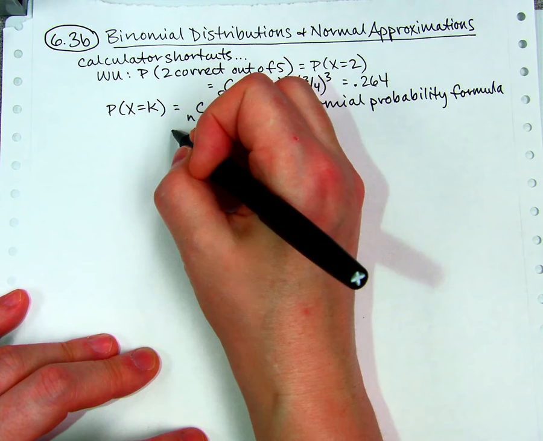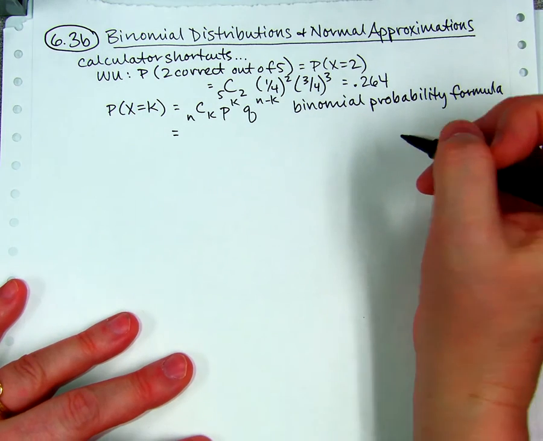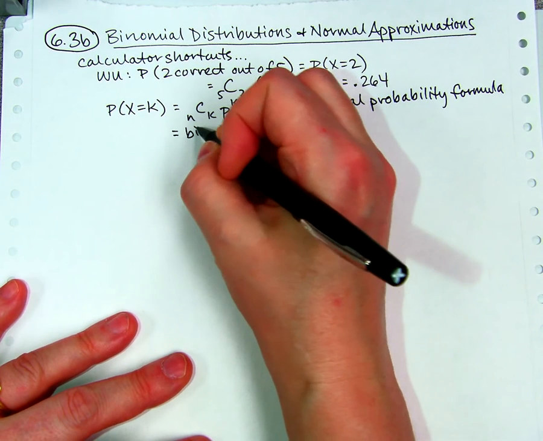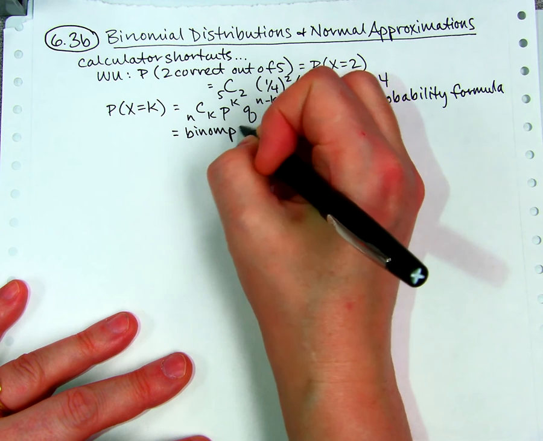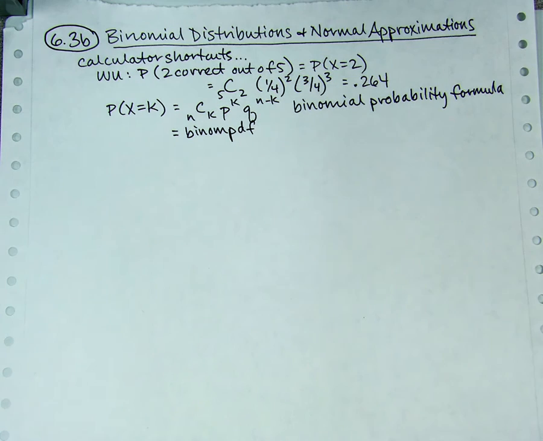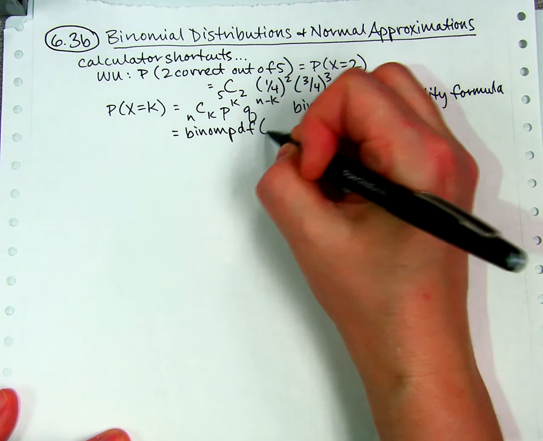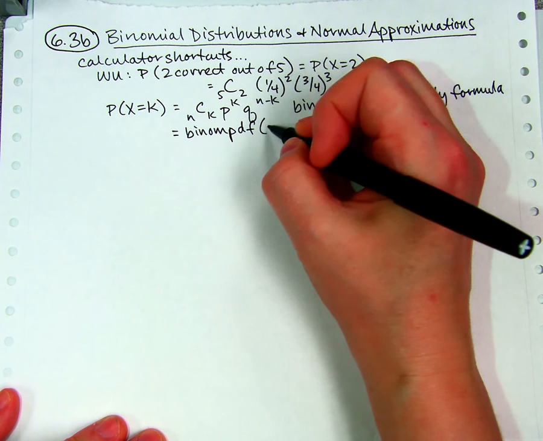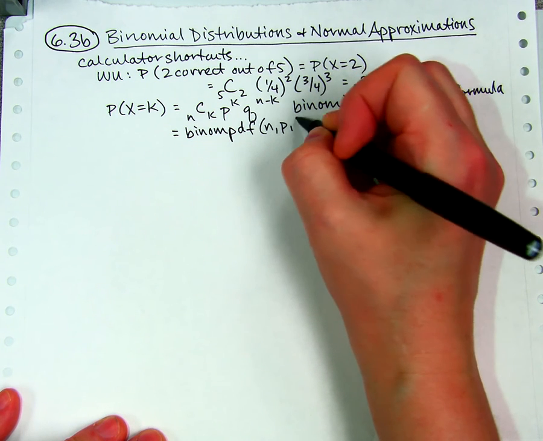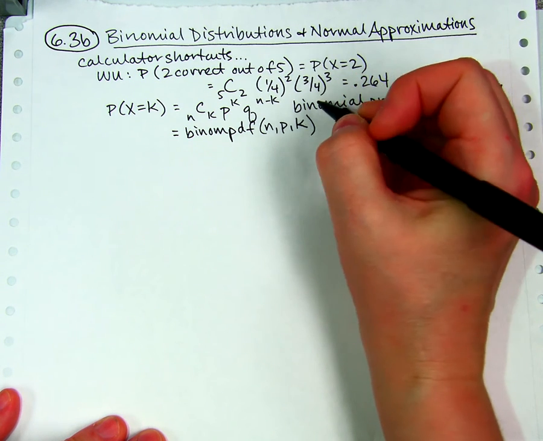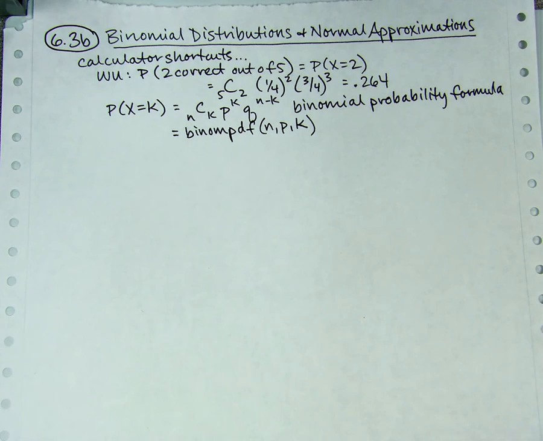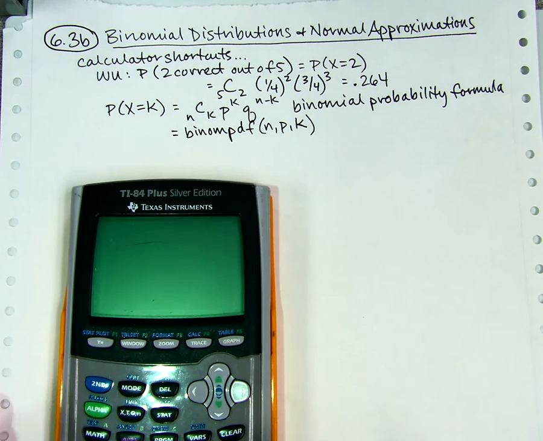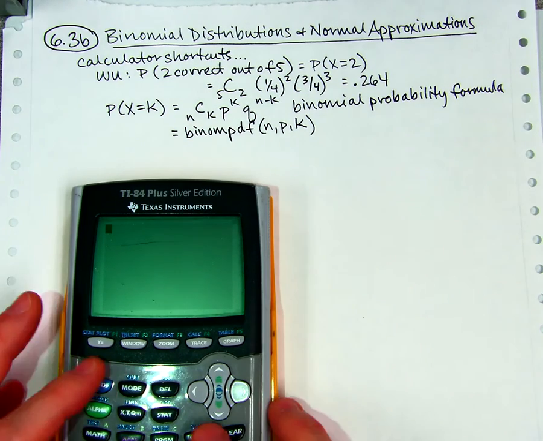The same thing can be accomplished with a calculator command called binomial PDF. PDF stands for probability distribution function. You don't have to know that, so don't write it down unless you love those things. But you need 3 numbers to tell the calculator. You need to tell it what n is, what p is, and what k is, so n, p, k, and we could do that same exact thing with the binomial PDF function, and it would be faster.